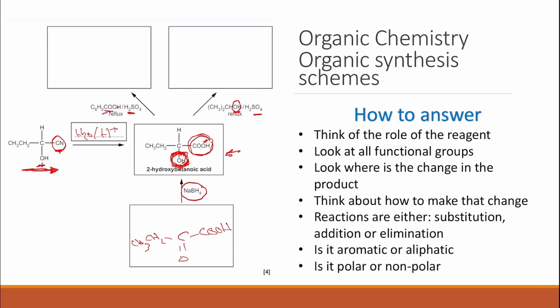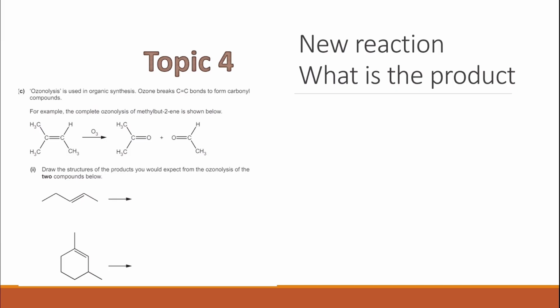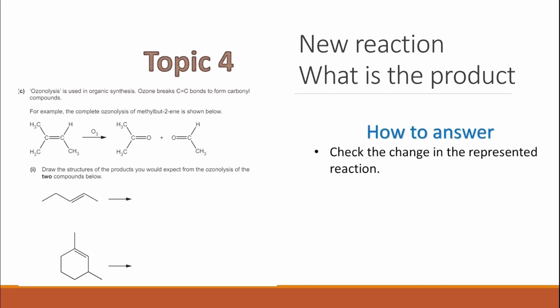You need to check the changes in the represented example or reaction, and what happens to the functional group. So this is an example from one of the past papers. Here we have this double bond, with the use of ozone. Then what happened? They broke this double bond and added two oxygens, one to each carbon. So now we're going to apply the same here. All we need to do is break the double bond and replace it with carbon-oxygen double bonds.